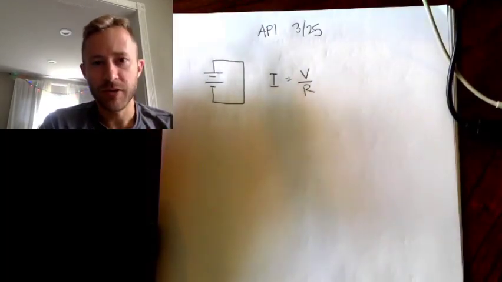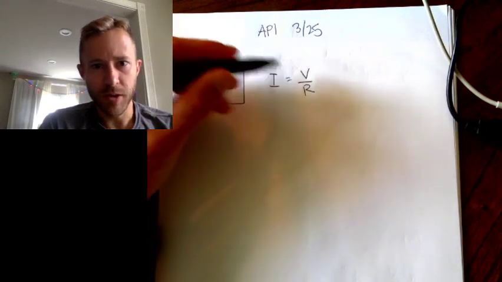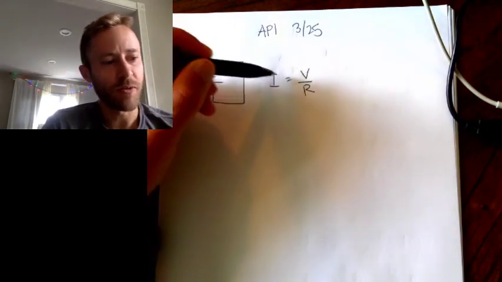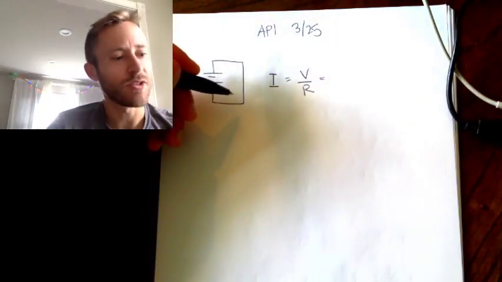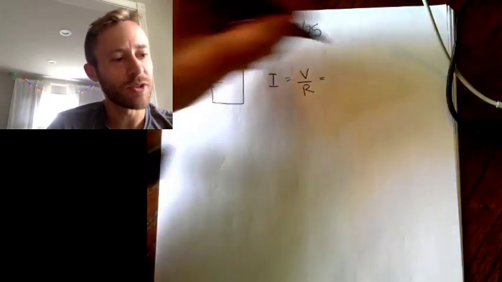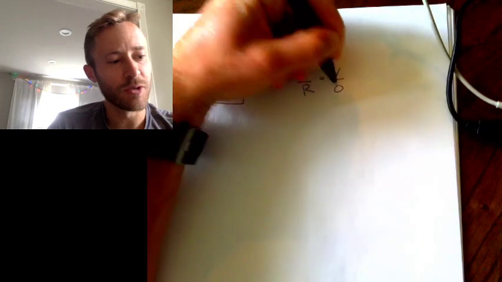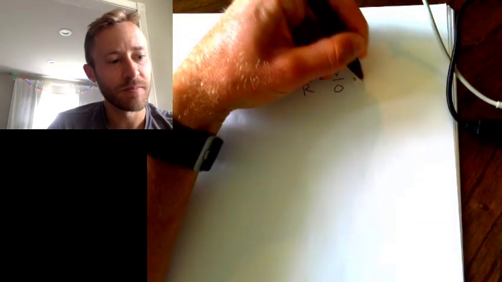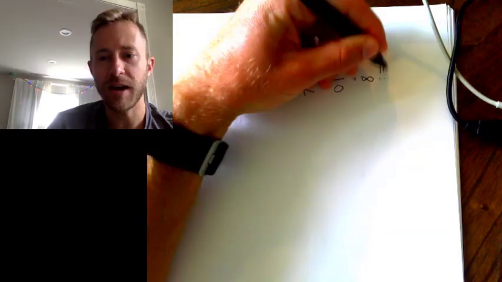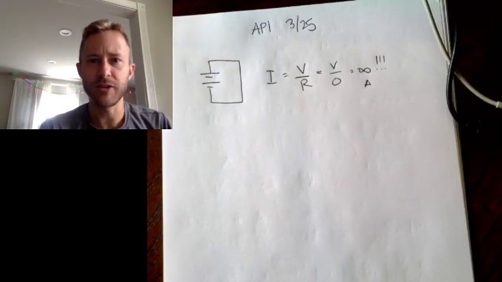We would notice that current is V over R. So if there's no resistor in the circuit, then that means that R equals 0. So we get V over 0 equals infinity. Infinity amps. Oh my gosh. That's crazy.